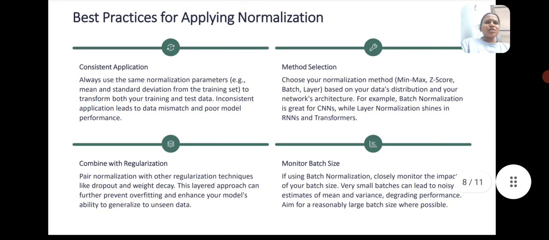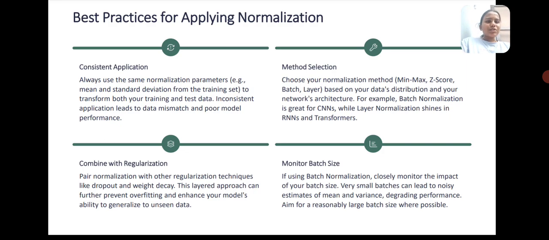Next, some of the best practices for applying normalization are: consistent application, method selection, combined with regularization, and monitor batch size. What is consistent application? Always use the same normalization parameters to transform both your training and testing data. Inconsistent application leads to data mismatch and poor model performance.